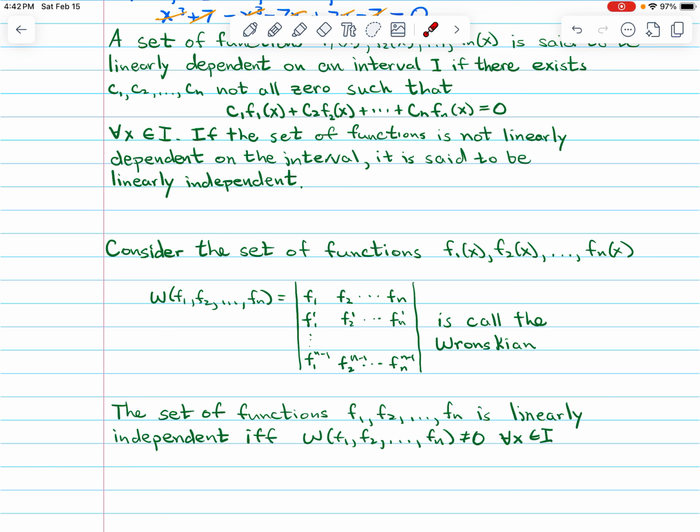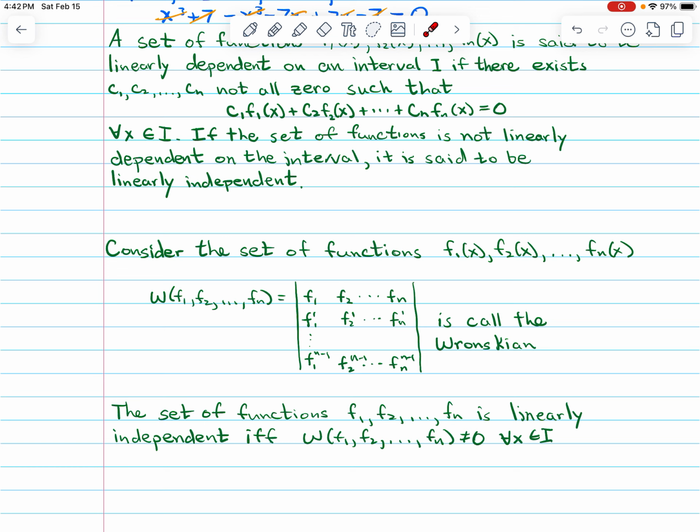So we take the functions and put them up here in the first row. The derivatives, we put them in the second row. And all the way down to the n minus first derivative. Okay. We put that down in the last row. And we find the determinant.